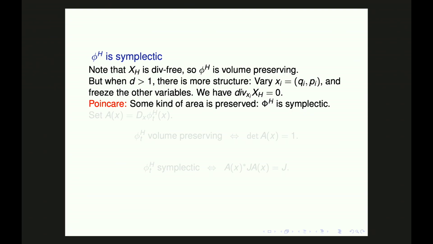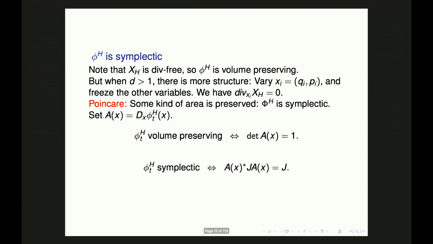But let me give you an analytic way of describing what a symplectic map is. My default way of giving a lecture is by chalk, and today I could not do it. So if I write A(x) for the derivative of the flow, this is a matrix. This is a 2D by 2D matrix. Then this 2D by 2D matrix is going to satisfy this equation.